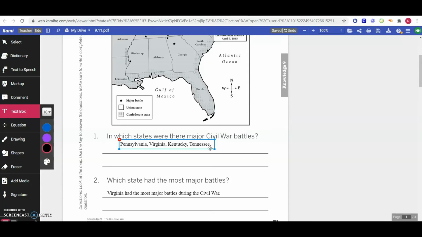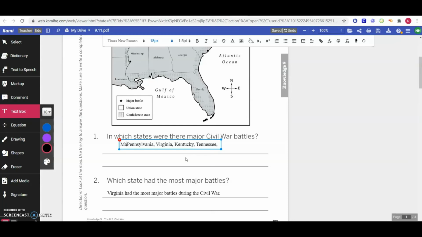And on this one, let's see. Major Civil War battles were fought in Pennsylvania. Remember, when we have more than 3 things listed, we have to put commas in between them. Pennsylvania, comma, Virginia, comma, Kentucky, comma, and Tennessee, not comma. We need a final mark, a period.